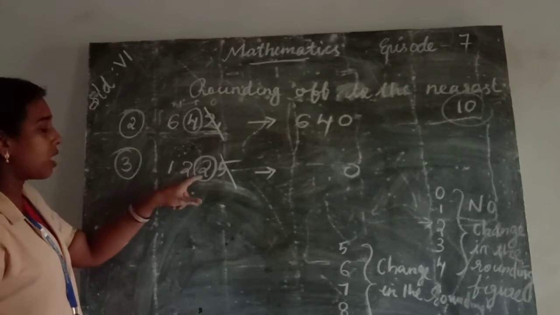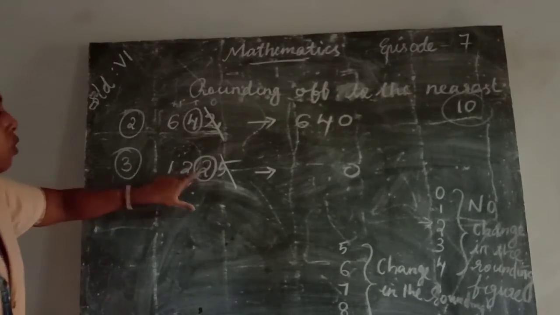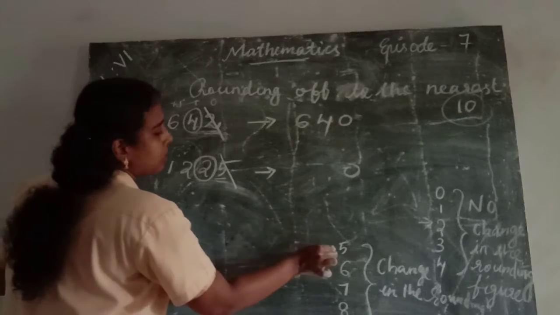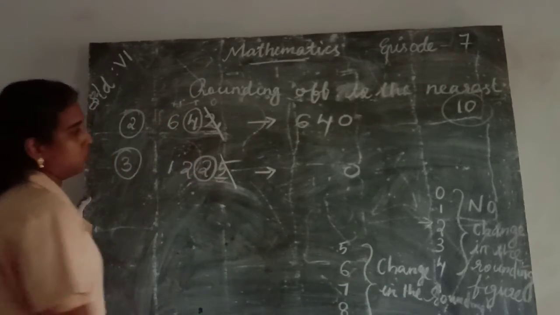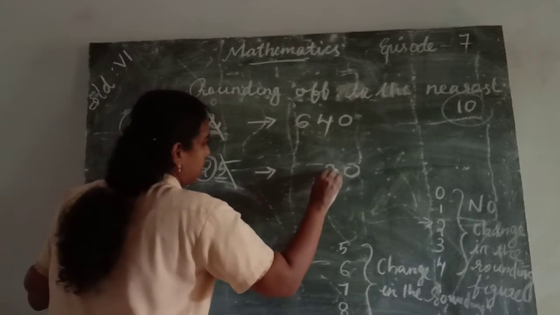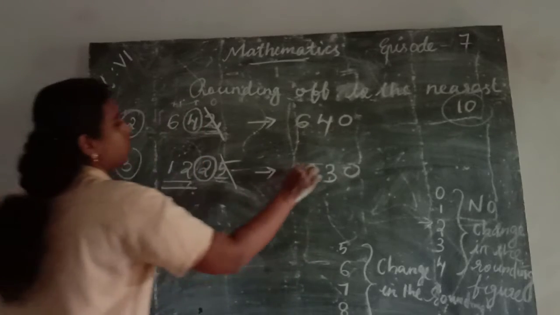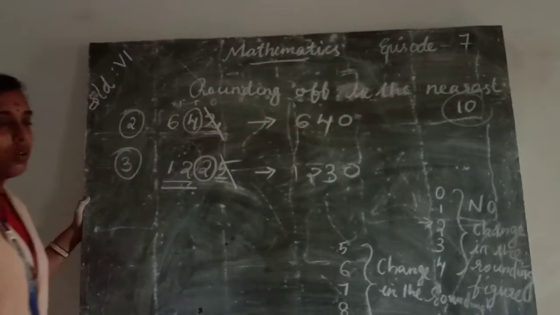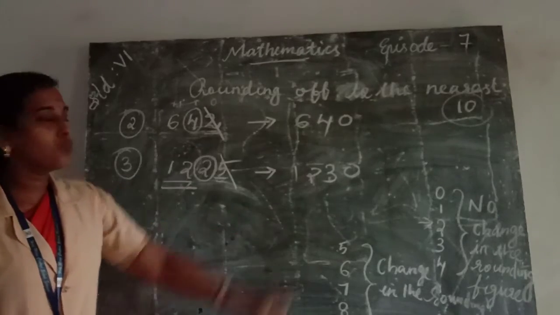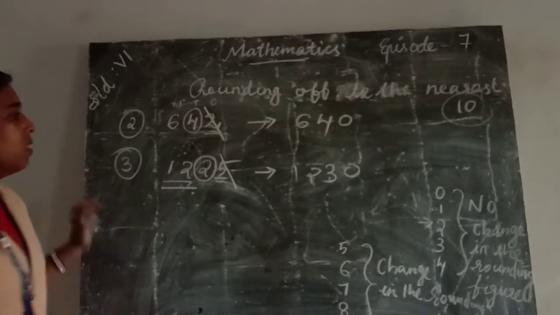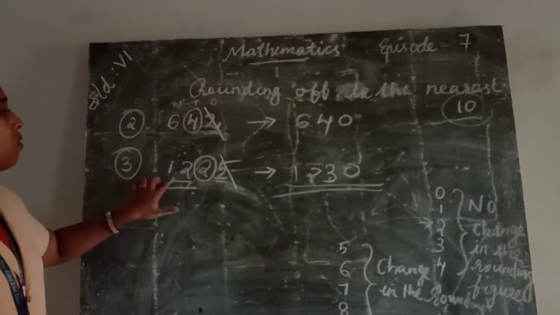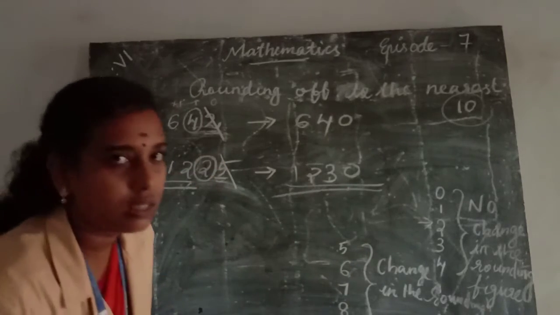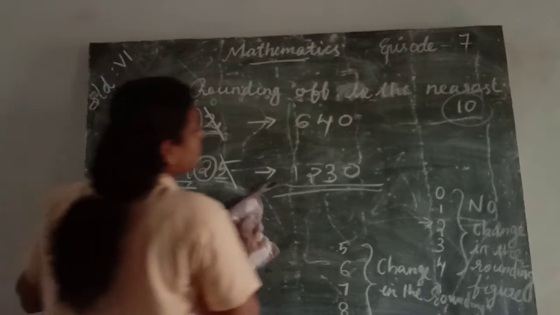So here the rounded digit is 2, and here the off number is 5. There is a change, so we add 1 to 2. We get 2 plus 1 is 3, and we write 3. Okay, and we get 1230. So this is the nearest 10 of the numeral 1225.